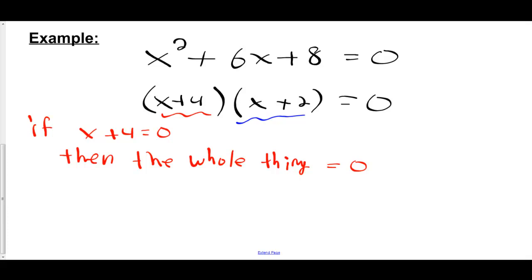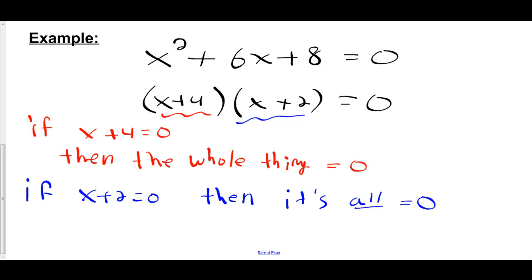Now we look at the blue thing. Let's say the blue thing is equal to 0. What if we had 95 times 0? What does that equal? 0. What if this was 100? 100 times 0 is 0. That means it's a multiplication of two things, so if whatever the blue stuff is equals 0, then it's all 0. I'm not using very specific math terms because I want you to have a general understanding.